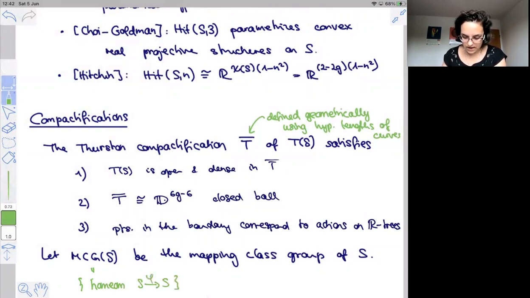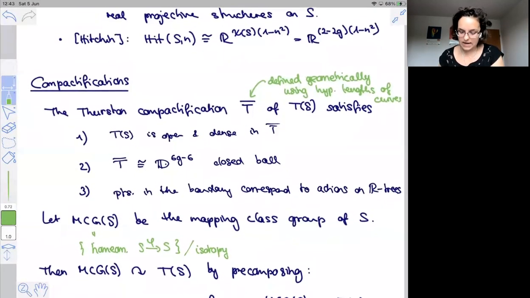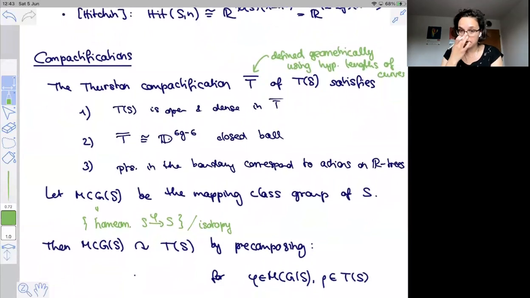So let's call this phi up to isotopy. This group acts on Teichmüller space by precomposing, right? An element in Teichmüller space was just a representation from our fundamental group into PSL(2,R). So what is the thing that we can do? We can take an element phi in the mapping class group and let it act on rho by precomposing rho with phi star inverse.